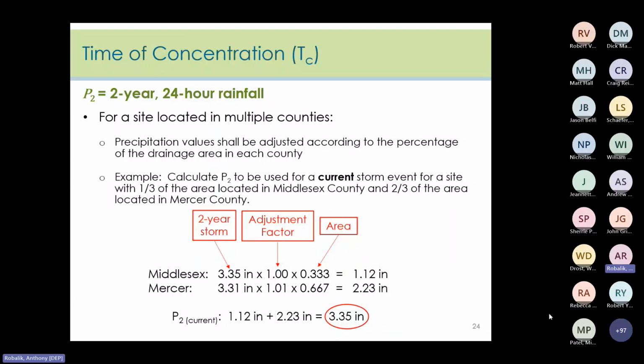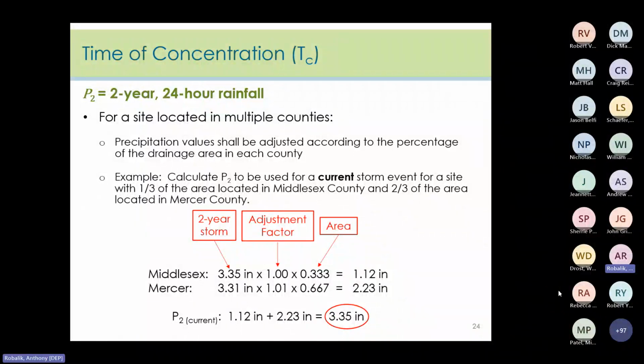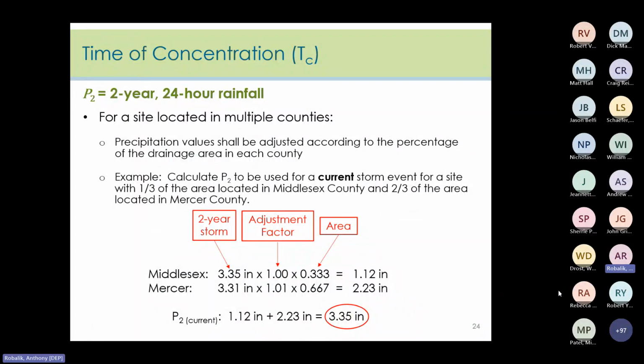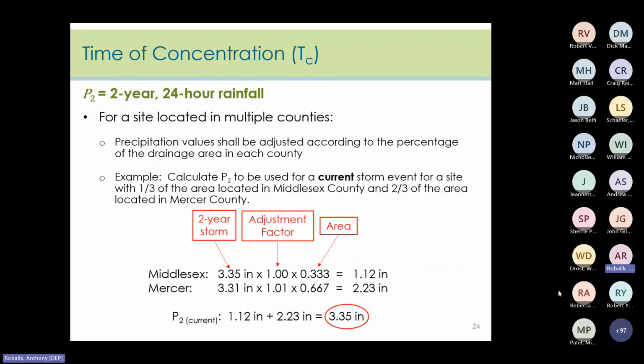So as an example, if we're looking to calculate a sheet flow travel time to ultimately serve as input for modeling runoff for a current storm event, and we have a site where 1/3 of the site is located in Middlesex County and 2/3 is located in Mercer County, the first thing we would do to calculate the P2 variable is obtain the 2-year rainfall depths for each of the counties from either NOAA or the county rainfall data. So in our case, we actually use the county rainfall data, and for the 2-year storm event, that ends up being 3.35 inches for Middlesex County and 3.31 inches for Mercer County.